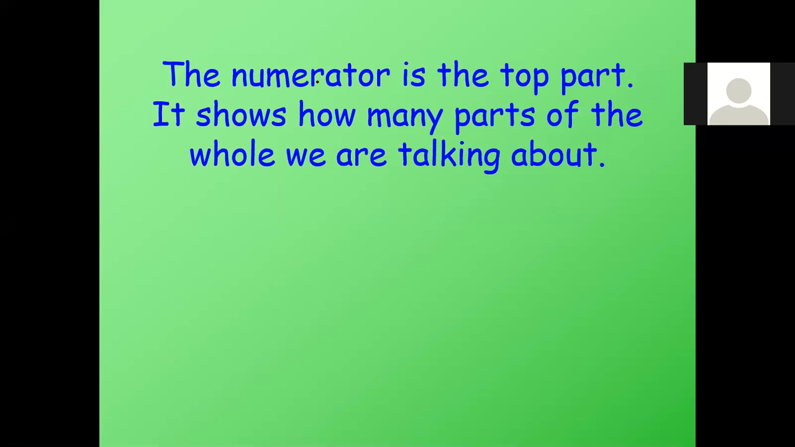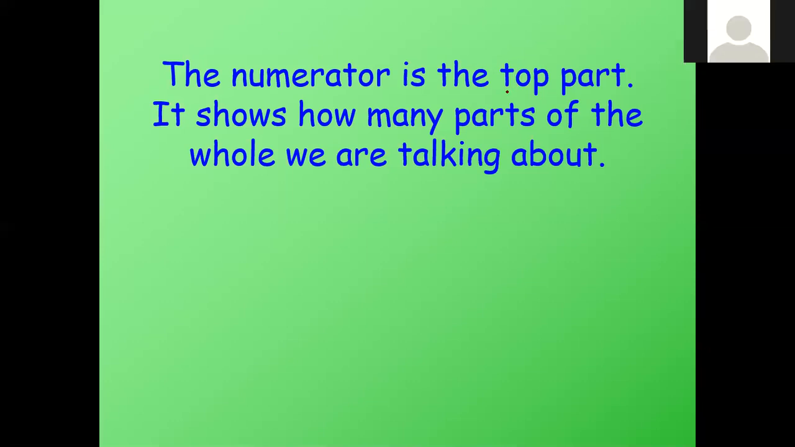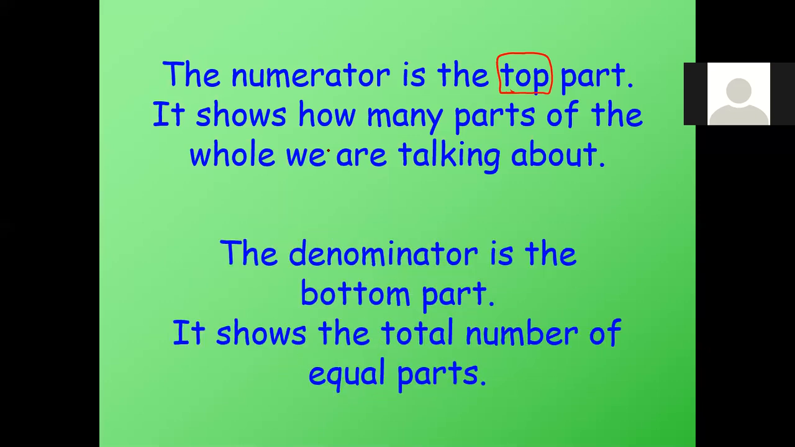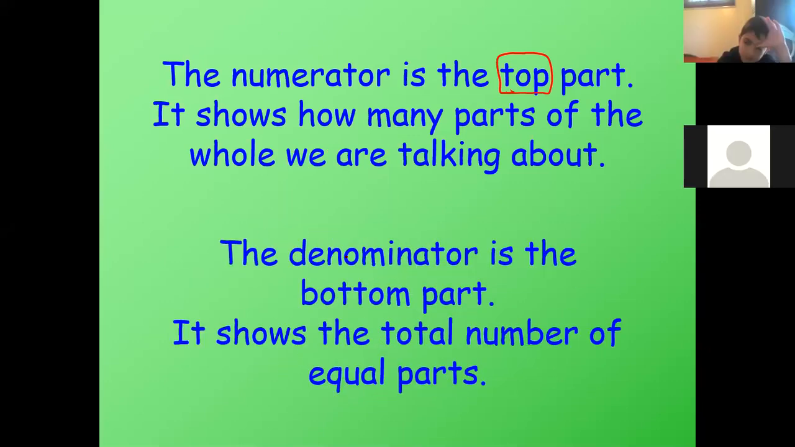So, the numerator is written where? At the top or at the bottom? At the top. Numerator is written at the top. It shows the number of colored parts. Denominator is written where? On the bottom. It shows what? The total number of equal parts. So you have to study them. A numerator at the top represents the number of colored parts. Denominator is written at the bottom. It shows the total number of equal parts.